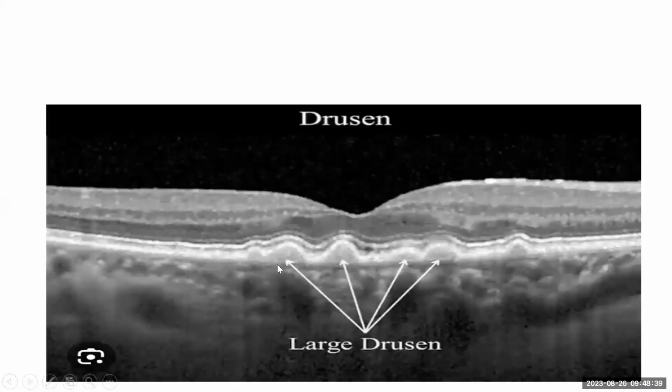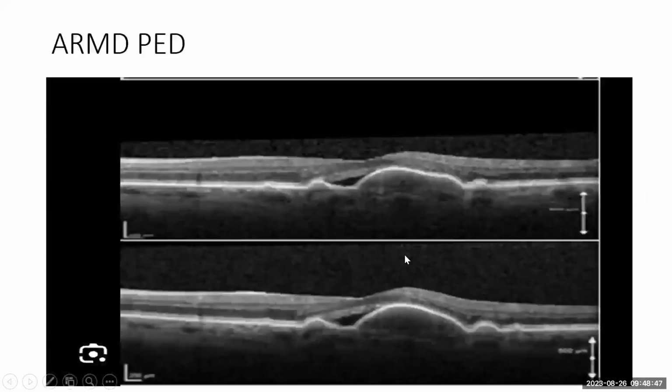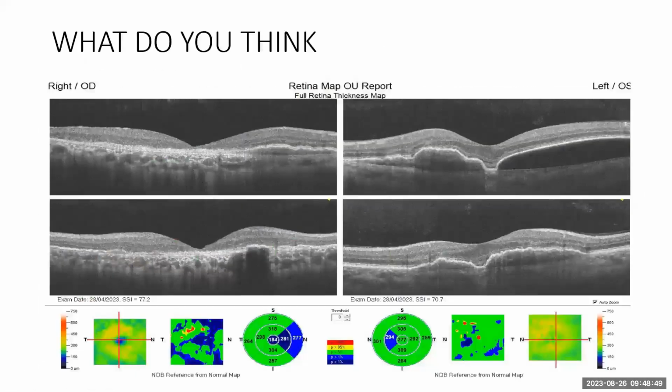The drusens are relatively hyperreflective. They are hyperreflective because of their contents. Now you have this big dome-shaped PED, that's pigment epithelial detachment. No drusens. This way too, no drusens. This is a 56-year-old male.